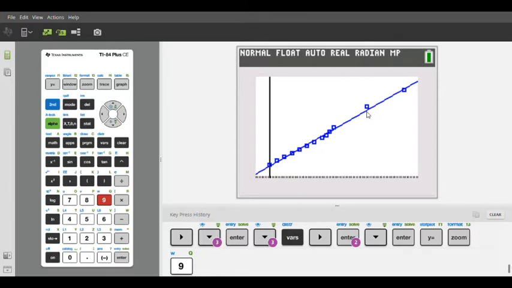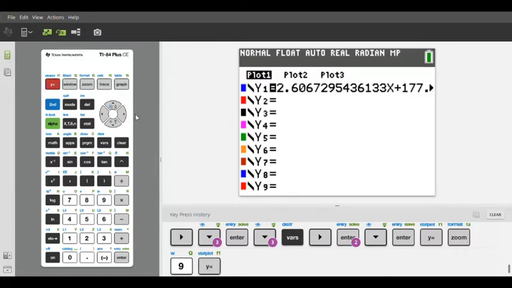So this line does a very good job. Simple as that. Now all you have to do is record that line. Now what I will tell you is when you type it in your Y1, it goes pretty crazy with how many digits it actually estimates it to.